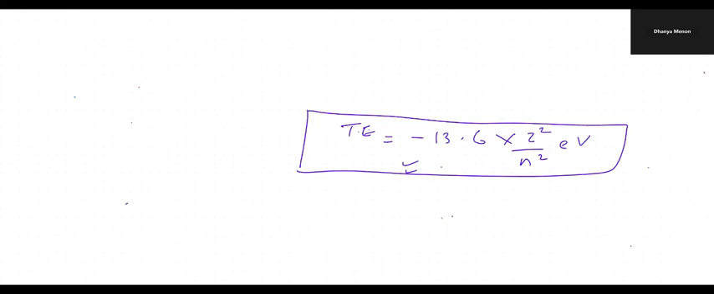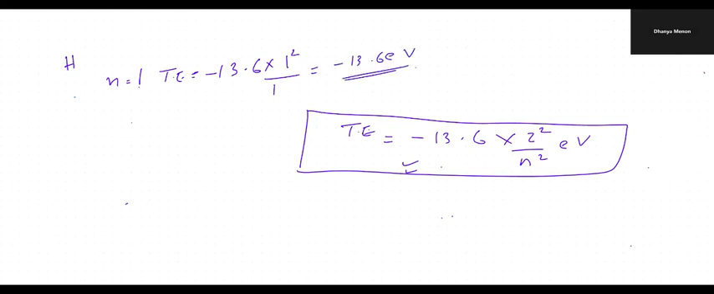Suppose you have to calculate the total energy of the electron in the first shell. So can we just substitute the values? For hydrogen, it is minus 13.6 times Z square, which is 1 square, by 1. So it gives minus 13.6 eV. So this electron, if it is given an energy of plus 13.6 eV, it can move out.